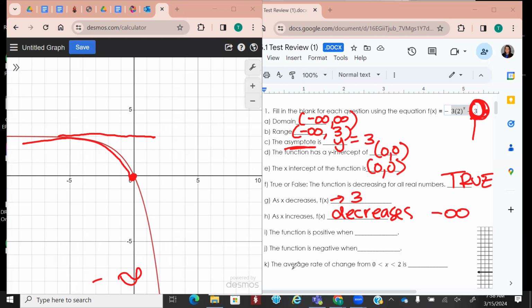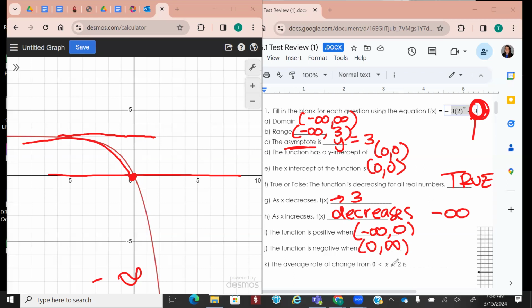When we talk about positive and negative, what we're saying is above the x-axis is positive. So from negative infinity to 0 is positive. Again, using parentheses. And then from 0 to positive infinity is when it's negative.